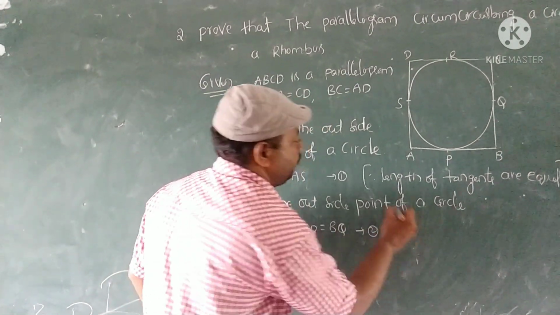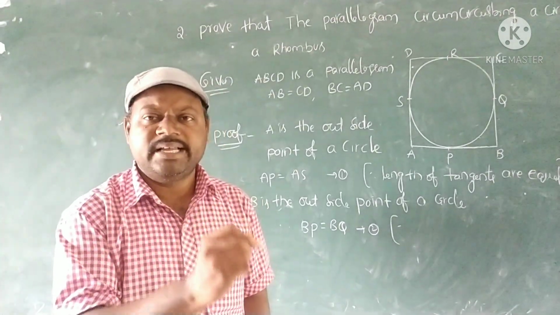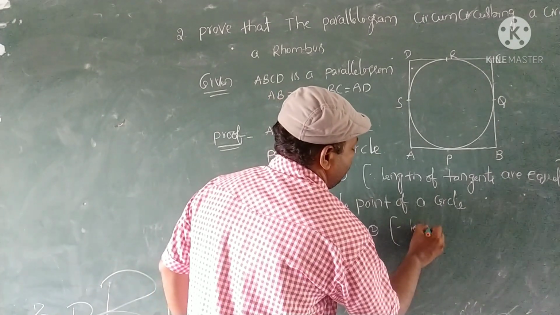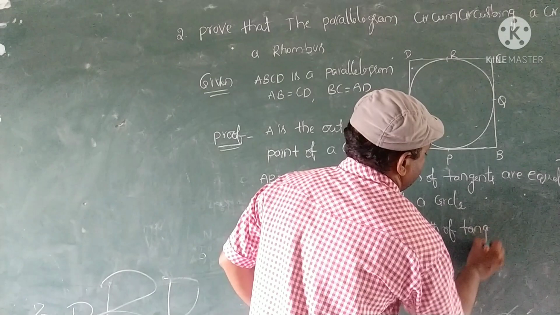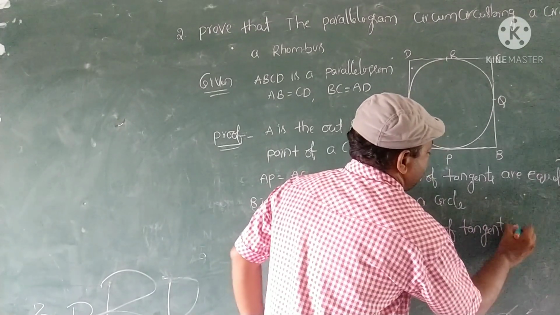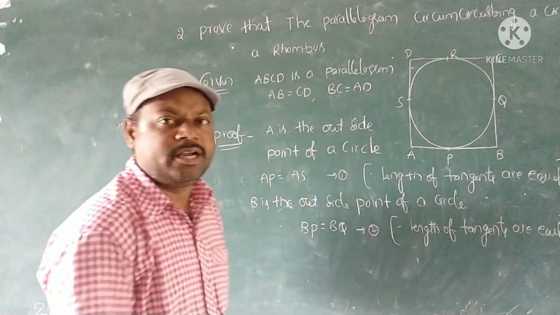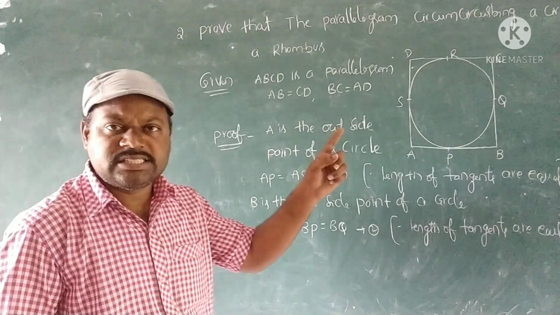The reason is the same: length of the tangents are equal, drawn from an external point or outside point. Okay. So in the same way, next take the point C.